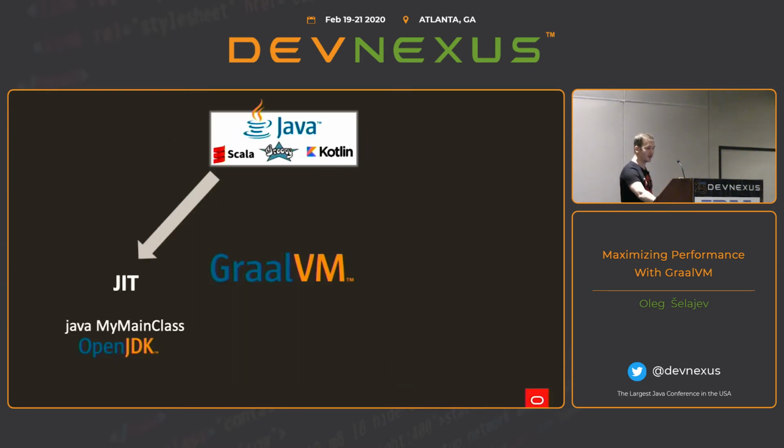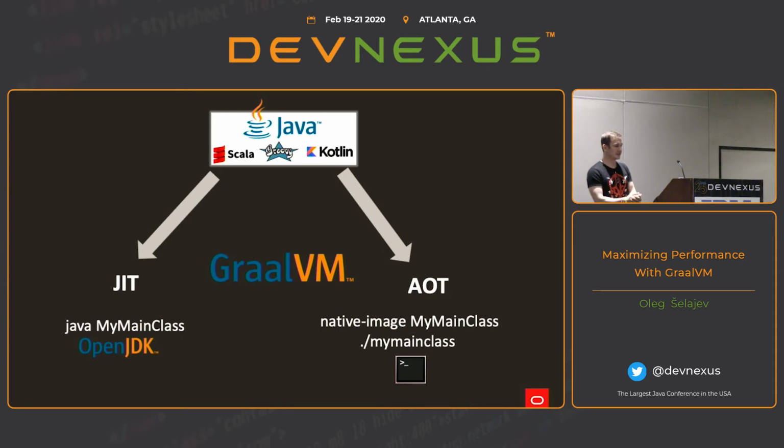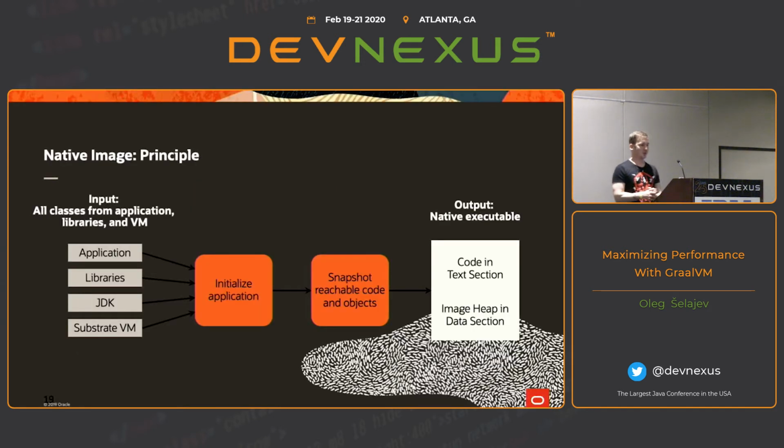So GraalVM can do both, and it's very easy. In the JIT mode, we just run our Java application as normal, using our Java utility. And for the AOT, we're going to use the GraalVM native image utility to compile the application. So we will take all our classes, all our class files or jar files, everything. We will feed it into the native image utility, and it will output a binary. What happens during this process? Quite a bit, actually.